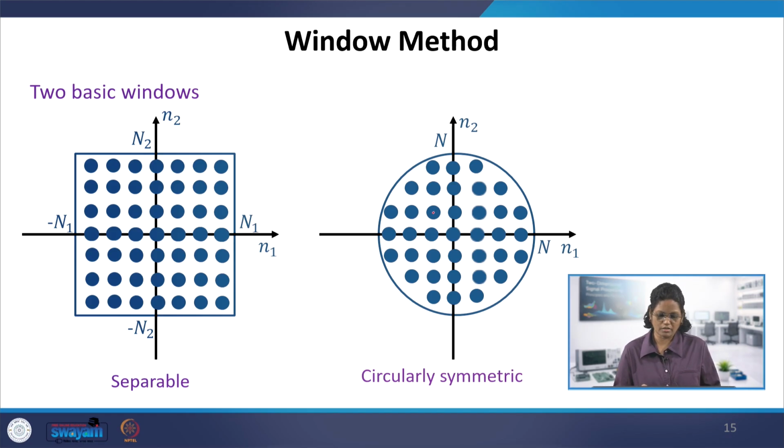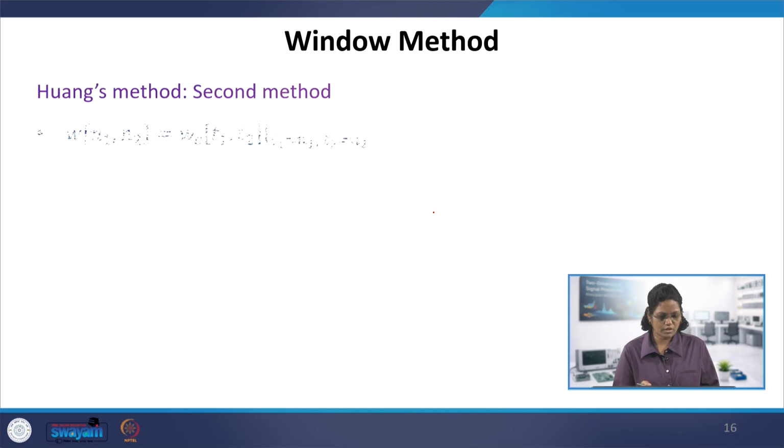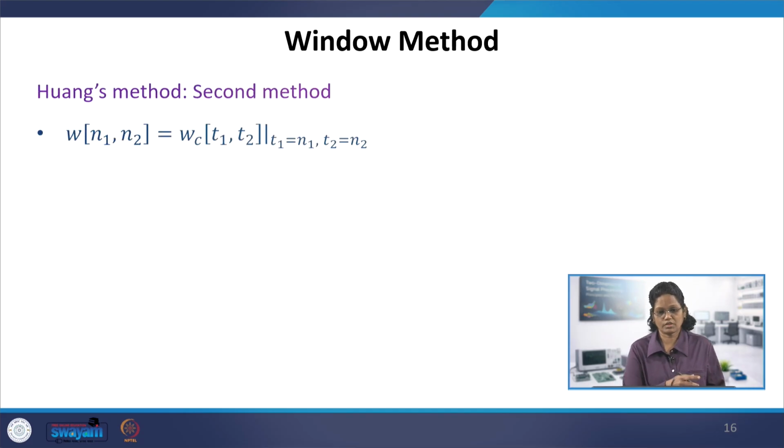If we know these window functions, we can use them in the design to get W of n1 comma n2. The first method was using the 1D windows, and the second method of using windows in the design of the FIR filter is Huang's method, where W of n1 comma n2 is the 2D window, and it is sampled here.